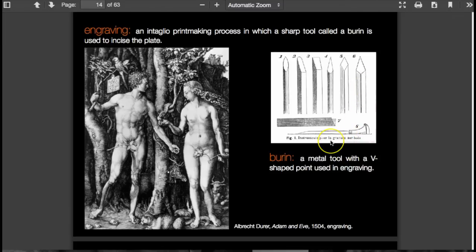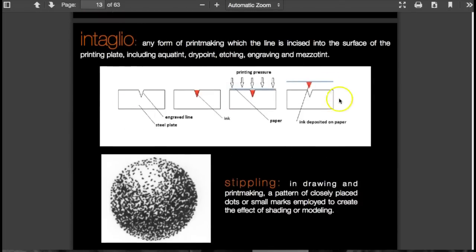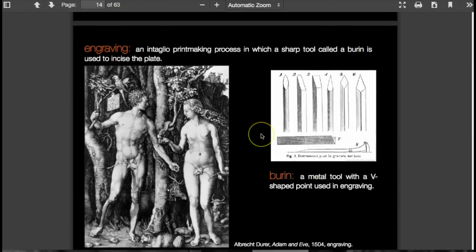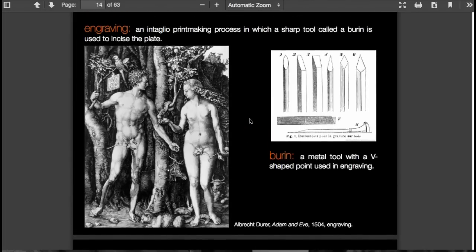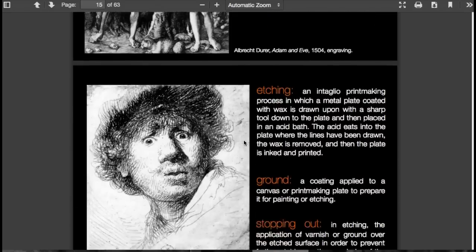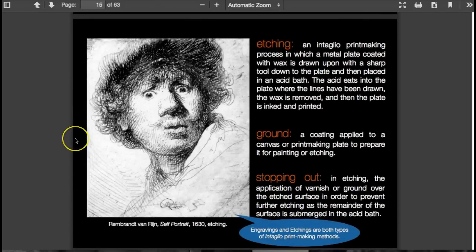And so sometimes they would hammer it along, or if it's soft enough, you can kind of draw with it. But so you were engraving into a metal plate, and then this basically is how it would work, this process here. And we have Albrecht Dürer's Adam and Eve, very early engraving, very beautifully done, but done in this style. And then we have etchings.